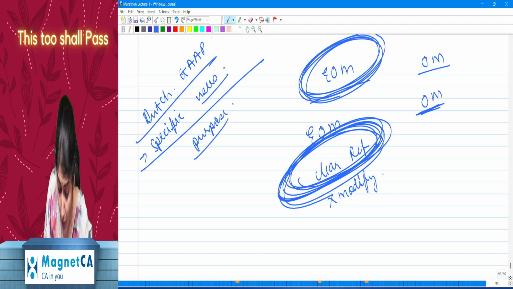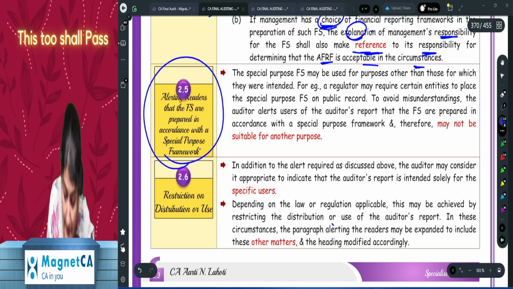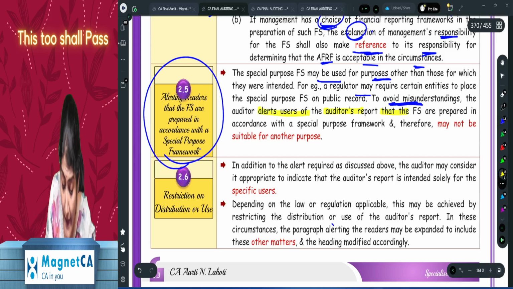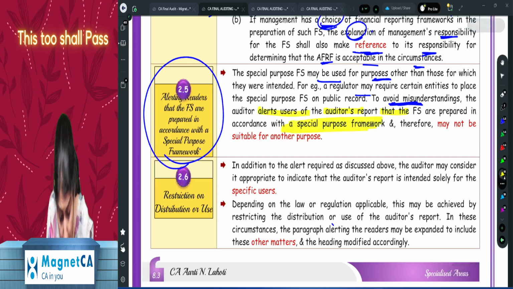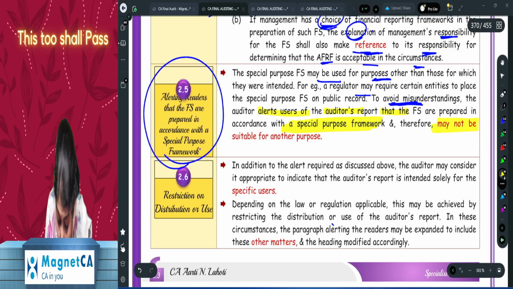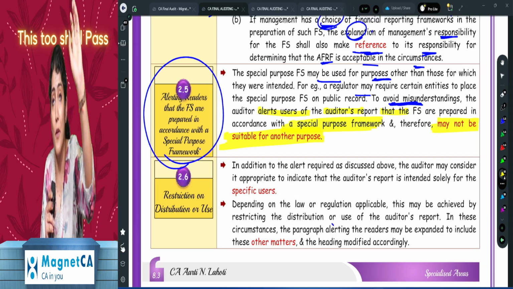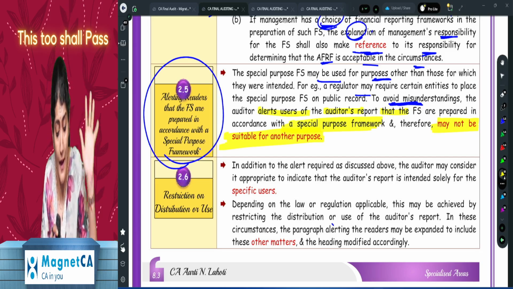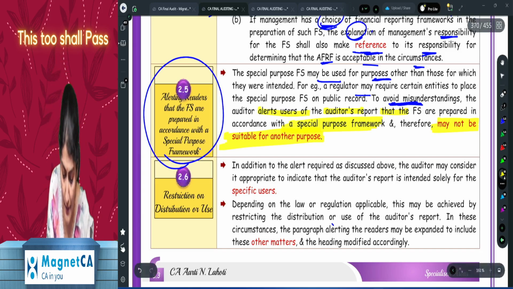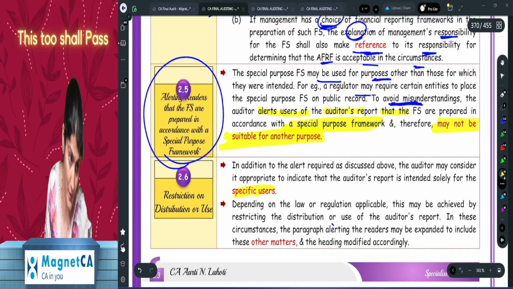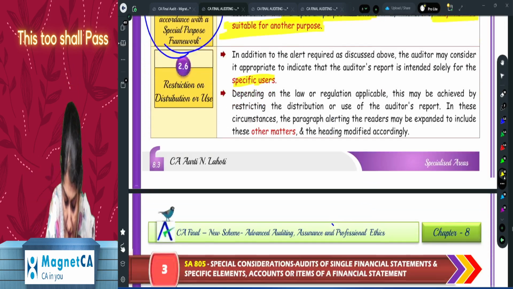So very clearly, auditor, in your audit report, you have to write down what? These special purpose financial statements may not be used for another purpose. So to avoid misunderstanding, the auditor alerts the users of the audit report that the financial statements are prepared as per a special purpose framework, and therefore they may not be suitable for another purpose. They should not be used. They are only used for the consolidation purpose, only for the contract, and should not be used for any other purpose. And again, mentioning that the report is only for a specific set of users, right?